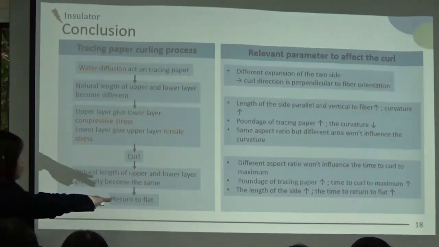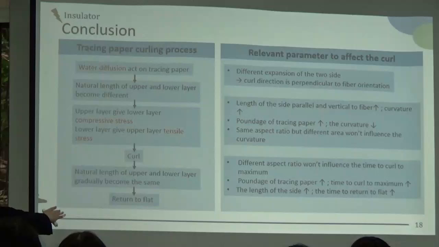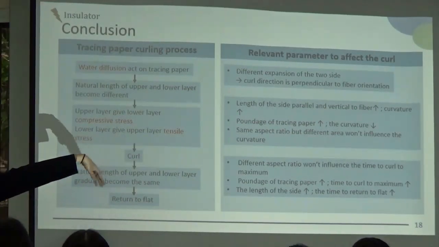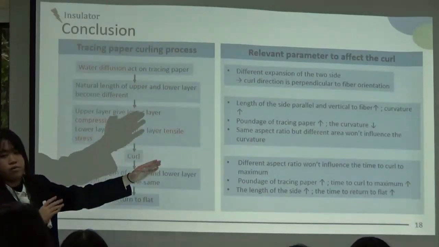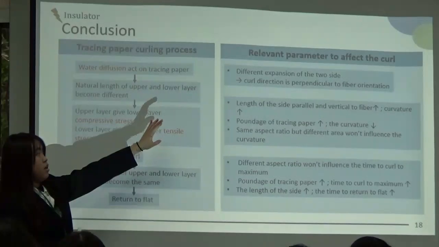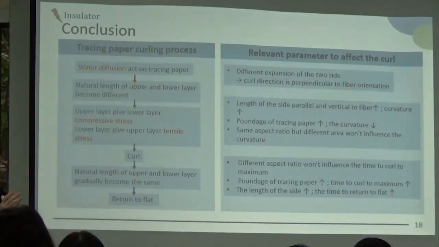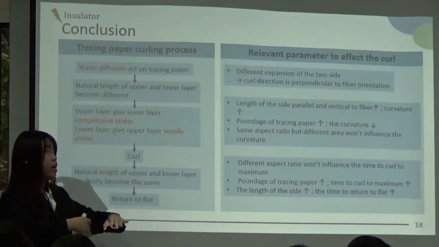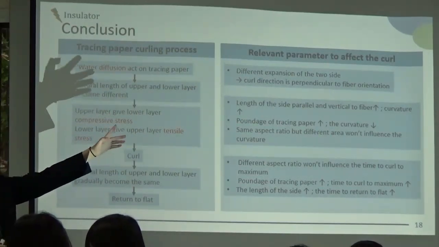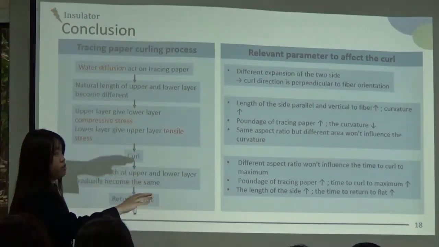And after a while, the natural length of the upper and lower layer gradually become the same, so it will return to flat. And this part is the relevant parameters that affect the curl. The first point is that the different expansion of the two sides will cause the different curl direction. So we can get that the curl direction will always be perpendicular to the fiber orientation.